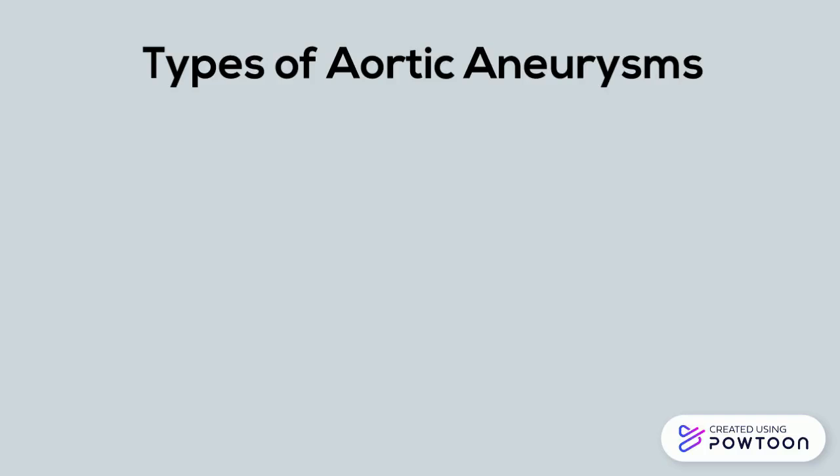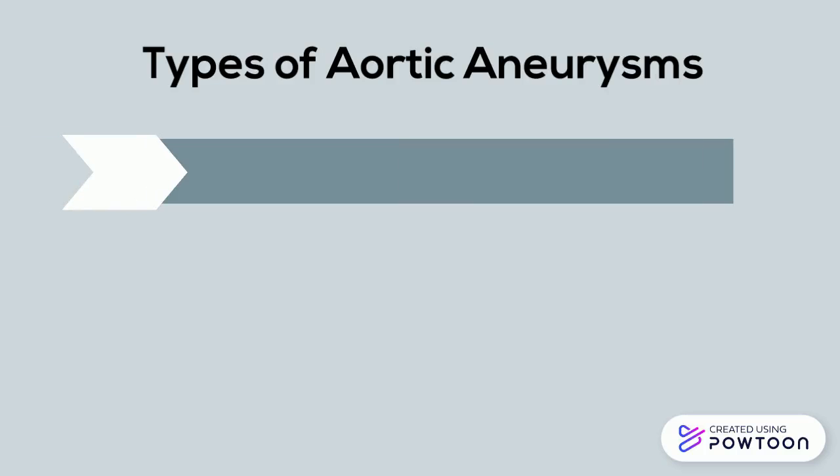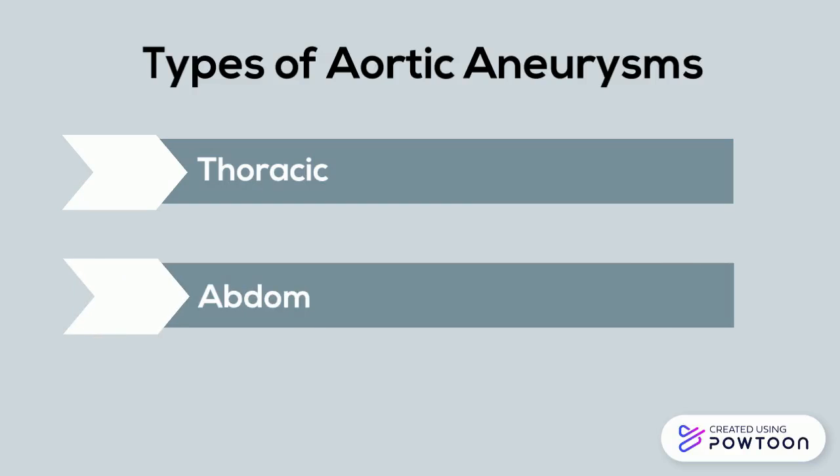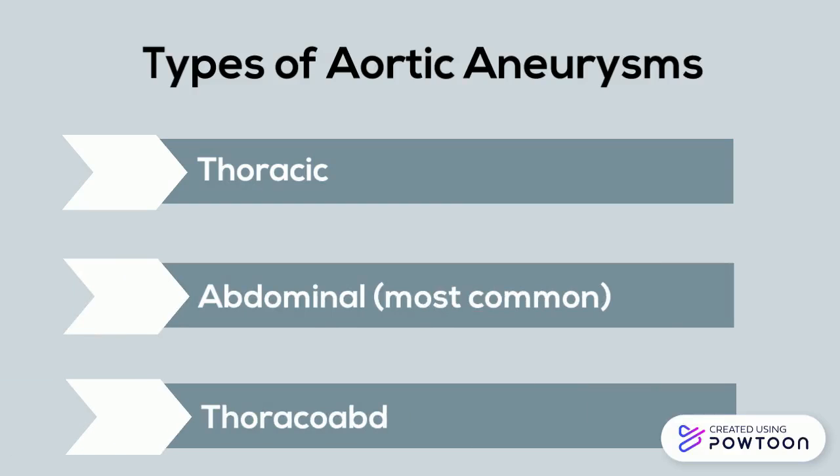There are many different kinds of aortic aneurysms because they can form anywhere along the aorta. The thoracic aortic aneurysm occurs in the chest area near the heart. The abdominal aortic aneurysm occurs in the abdomen, and it is the most common form found. And the thoracoabdominal aneurysm occurs in between these two areas where the aorta stretches. However, the overall mechanism of how an aortic aneurysm forms remains the same across these 3 types.